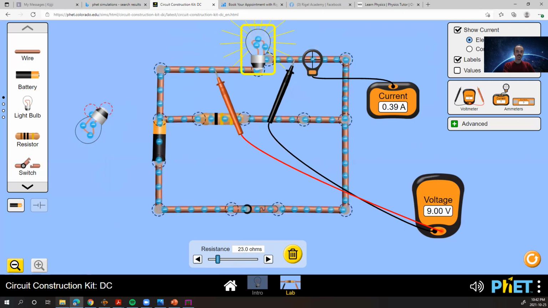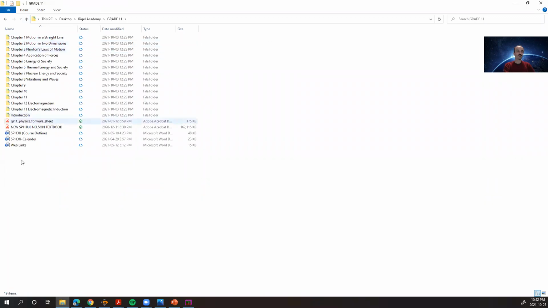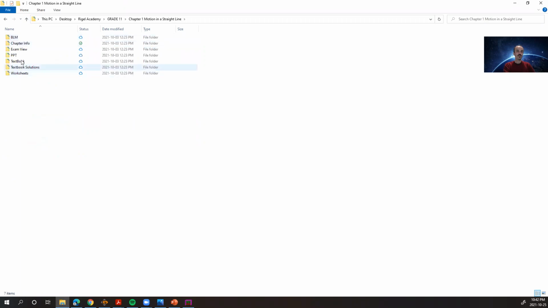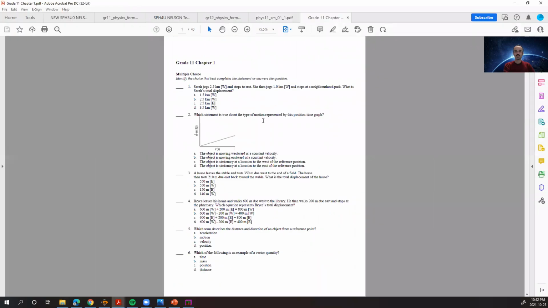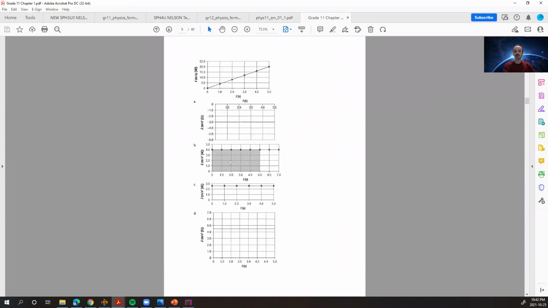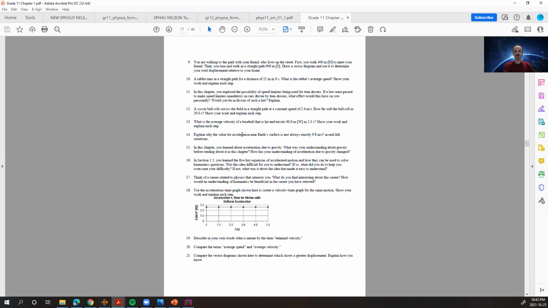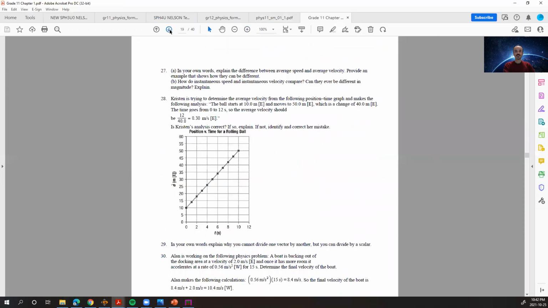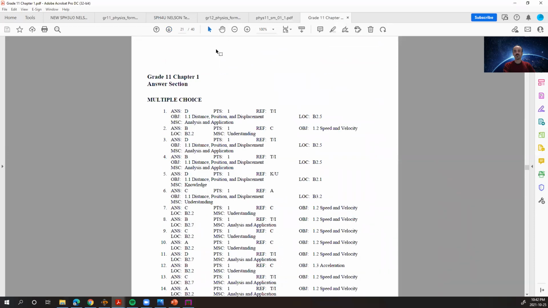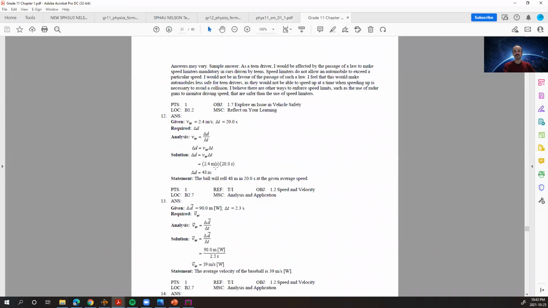And I have extra questions for students who want to practice more. For each chapter, I have 150 questions in PDF format. The good thing about these questions is that there are multiple choice, completion, matching, true/false, and short answer questions. And you can also see the answer key with the detailed solutions for short answer questions. As you can see, step by step, there are solutions for each question.